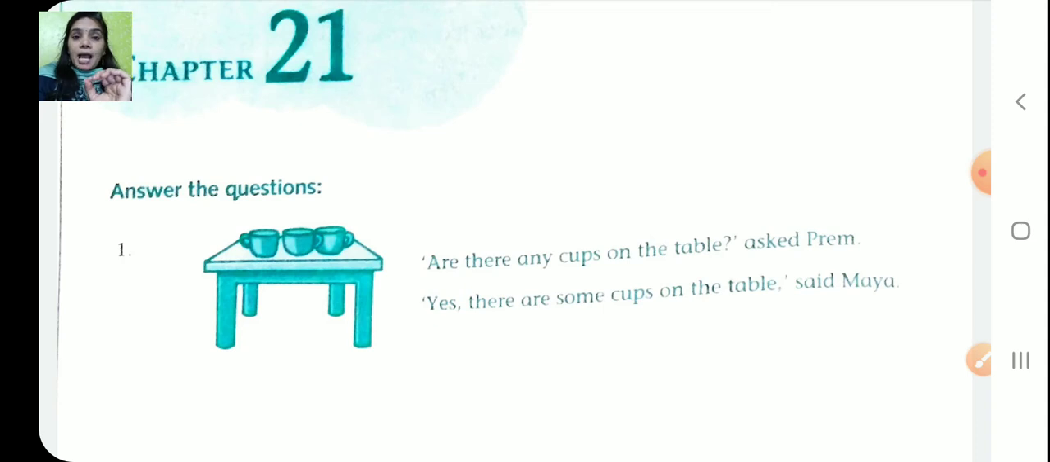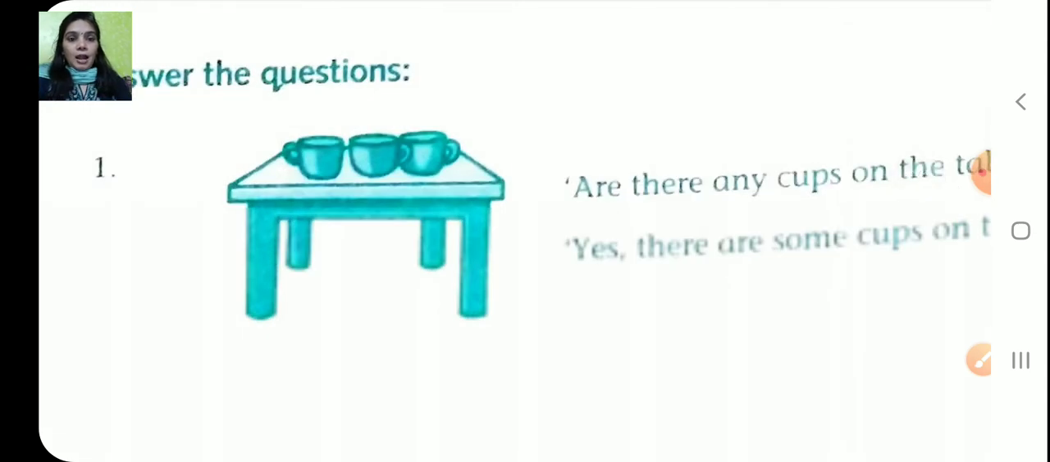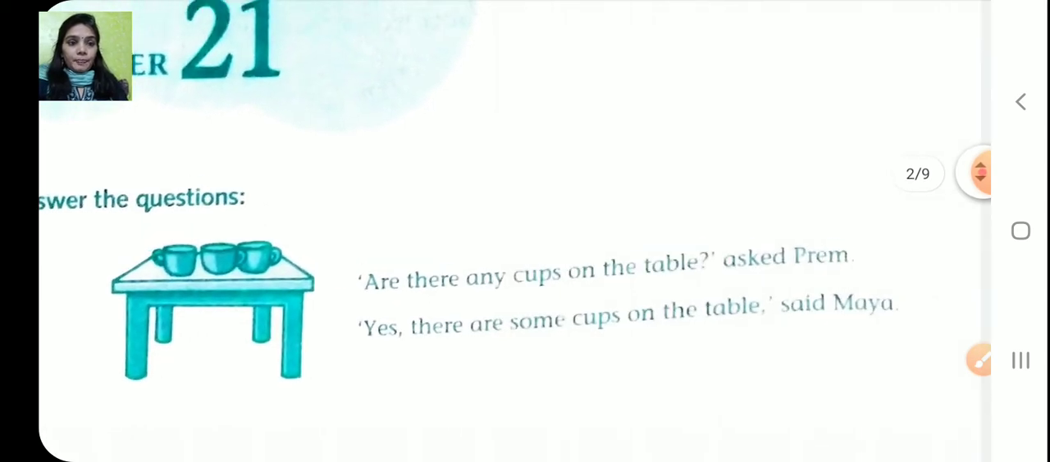The chapter is answer the questions, and the pictures are given. Related to the picture, the questions will be asked. So this is the picture. And the first question starts with are, so your answer also should start with are.